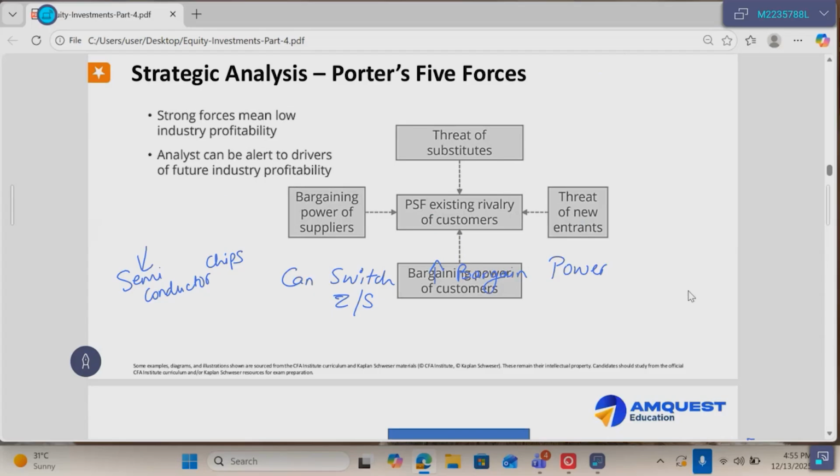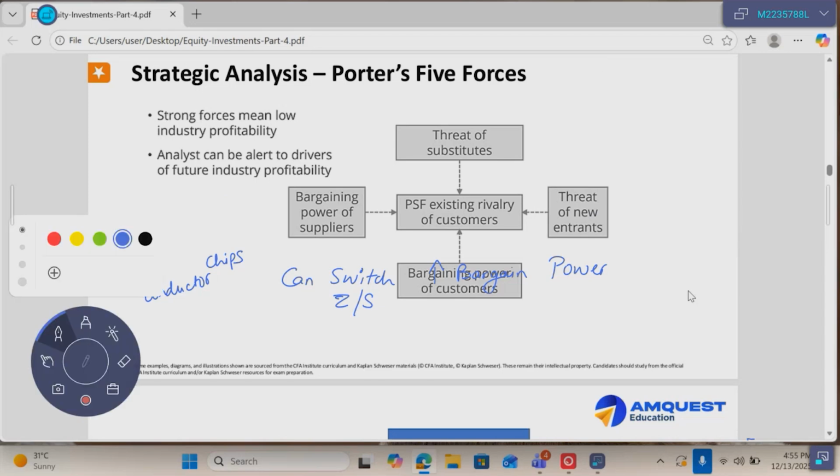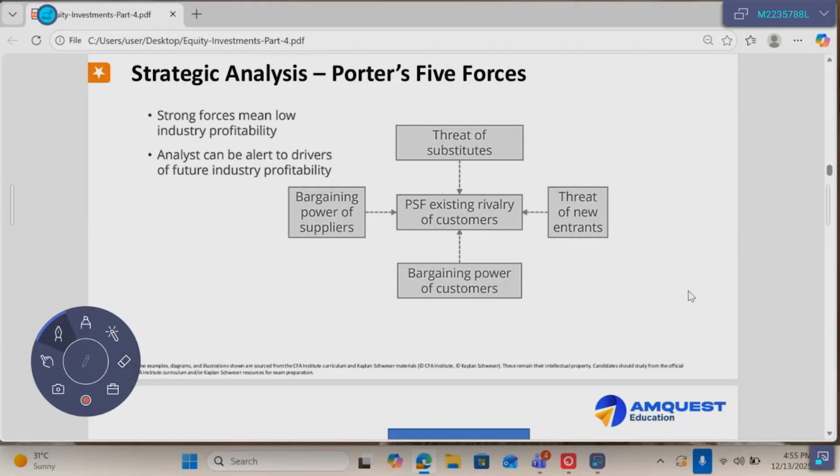Strong forces means low industry profitability, and analysts can be alert to drivers of future industry profitability. So as I said, if the competition is very high, the profitability is impacted. We want the competition to be low so that companies have some kind of pricing power and they are able to generate high revenues and high profits.